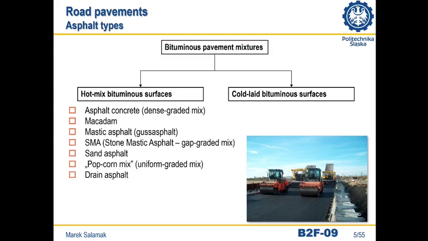Bituminous surfaces are divided depending on how they are built. Therefore, hot or cold laid surfaces can be used. Definitely the most commonly used are hot laid pavements. We include here asphalt concrete, which is also called a dense graded mix, macadam, mastic asphalt, also called goose asphalt, SMA, known as stone mastic asphalt, which is a gap graded mix, sand asphalt, and popcorn mix, which is also a uniform graded mix, and finally drain asphalt, which can also remove water.